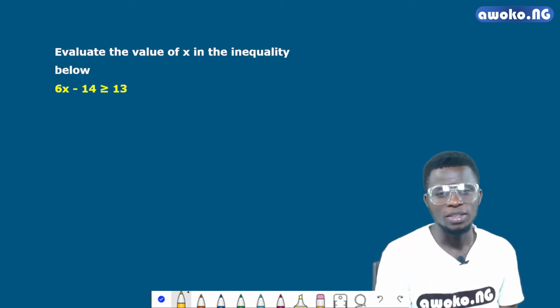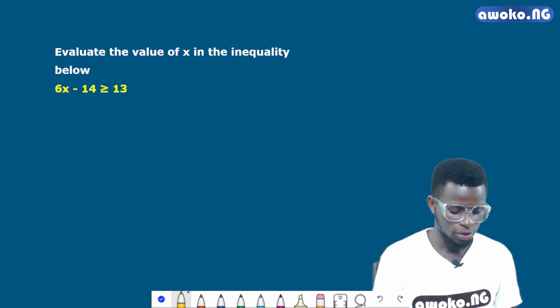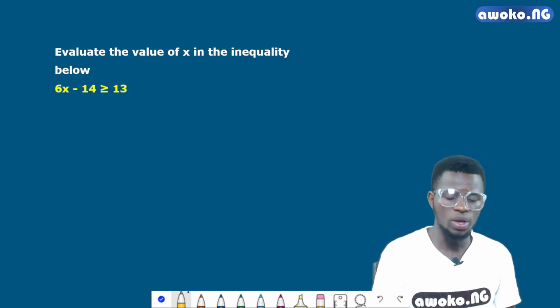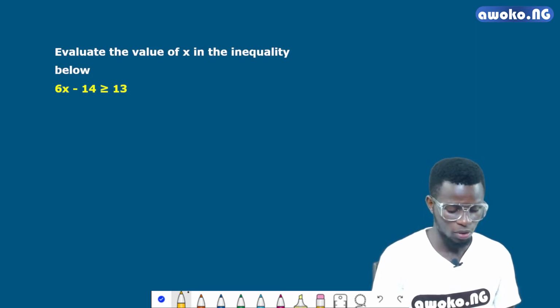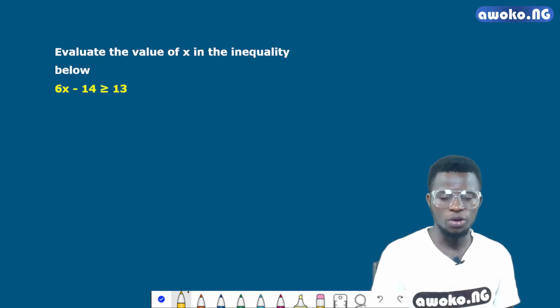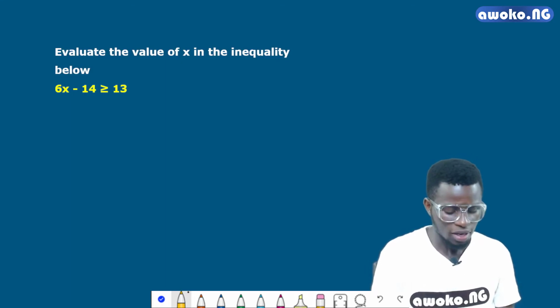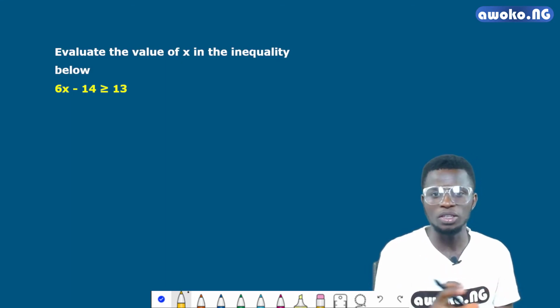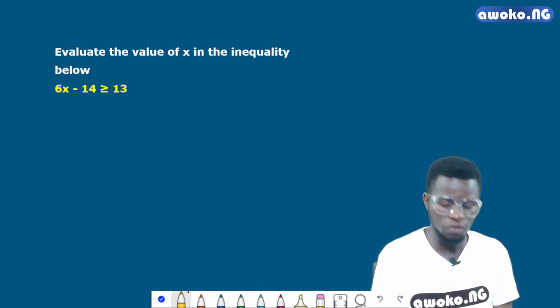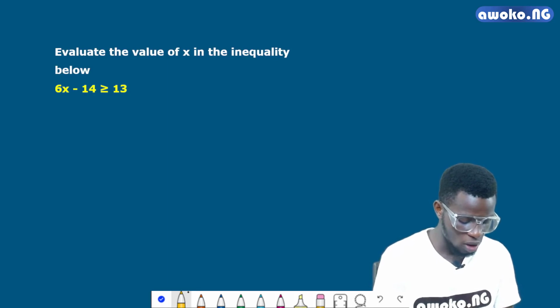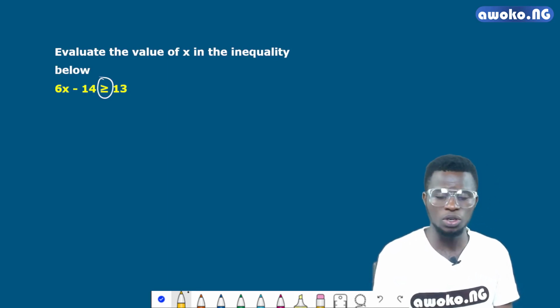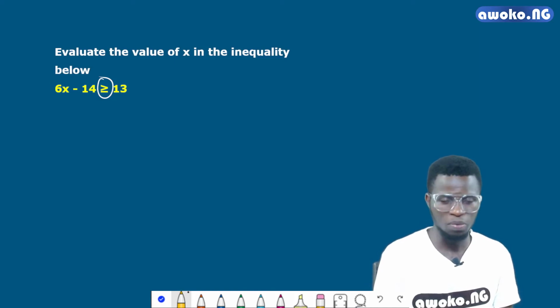So let us consider the problem we have before us. We are asked to evaluate the value of x in the inequality below: 6x minus 14 greater than or equal to 13. And just like we pointed out in our previous lecture on inequality, our idea of the normal linear equations will help us in solving problems under inequalities. The only difference is that the equality sign in the conventional linear equation is replaced by the appropriate inequality sign.